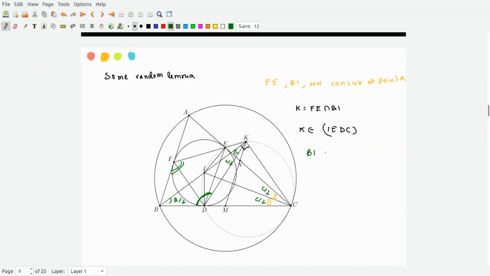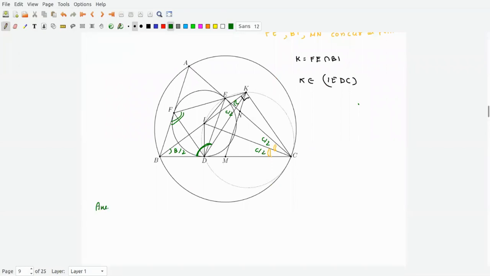This is correct, actually. So this is Anurag's proof. First part. Note that BI is the perpendicular bisector of FD, which implies angle BFK is equal to angle BDK. Everybody is fine with this.